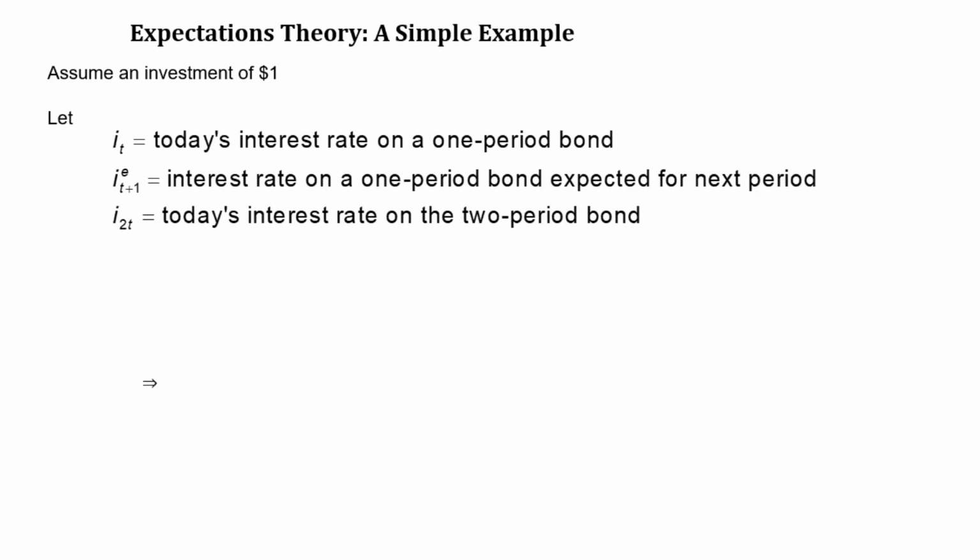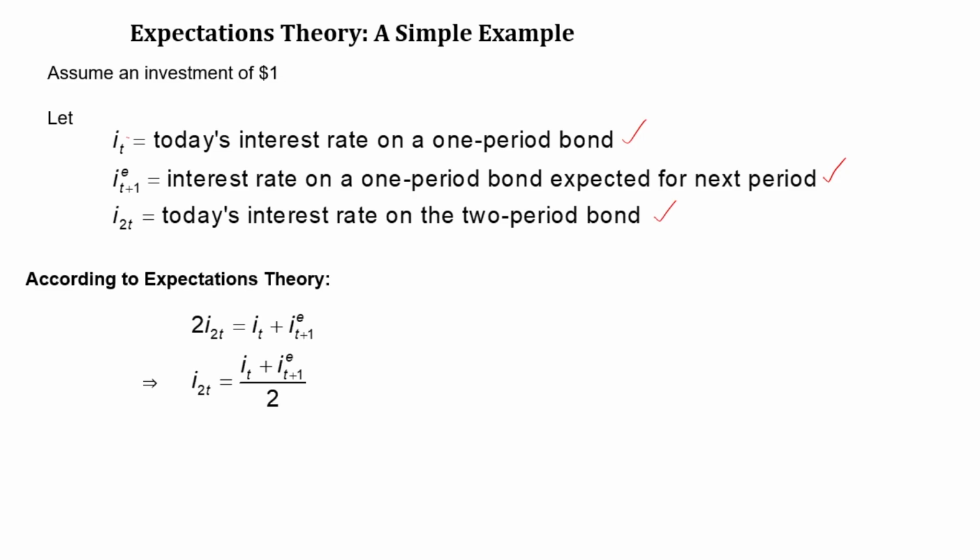strategies. So to put it with a simple example, assume an investment of $1. I have given the explanation for that: today's interest rate on a 1-period bond, the interest rate on a 1-period bond expected for the next period, and today's interest rate on the 2-period bonds. All three data points are given to you. Then according to expectation theory, the rate of interest is going to be the average of the annualized rate of interest for the first year and the annualized rate of interest for the second year, divided by the number of years, that is 2, right?